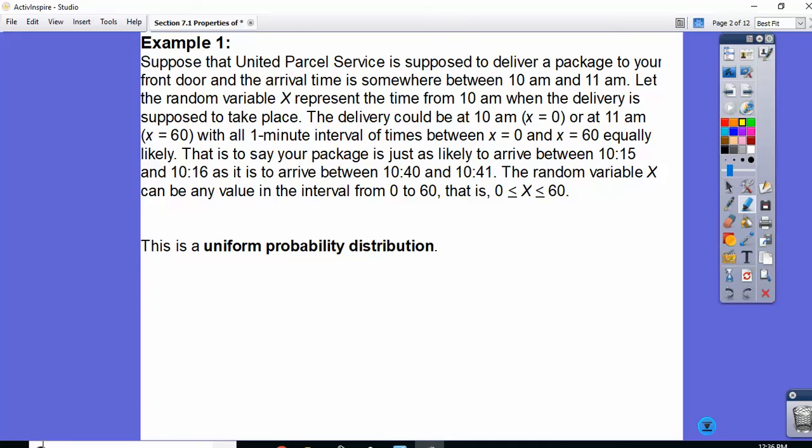So if I have 60 total minutes, and the total probability has to be 1, what would be the probability that my package would arrive at 10:01? 1/60th. 10:02 is also 1/60th. 10:03 is 1/60th. So each of these has probability of 1/60th. That's what's shown in this graph.